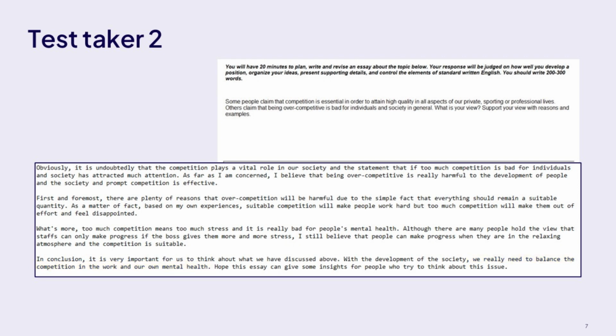They make errors in word choice and sentence structure that are typical of the low B2 proficiency level, which can place some strain on the reader at times. But the test taker's points can in general be understood.